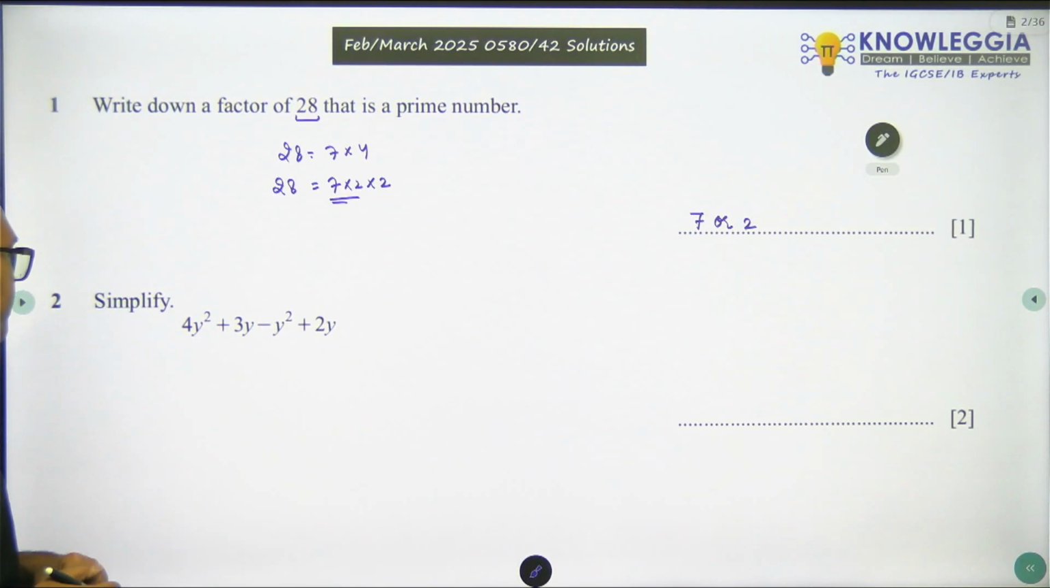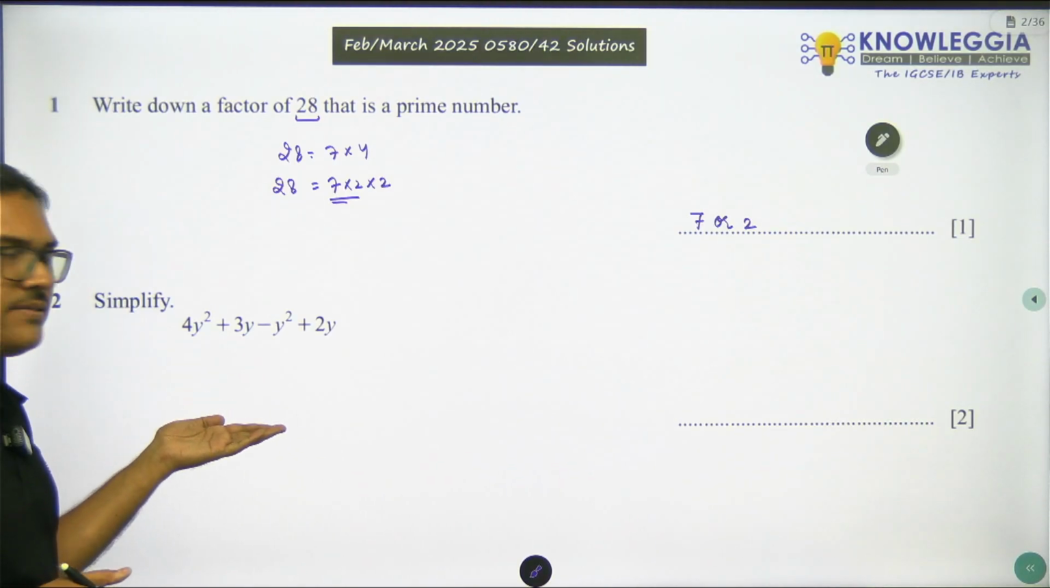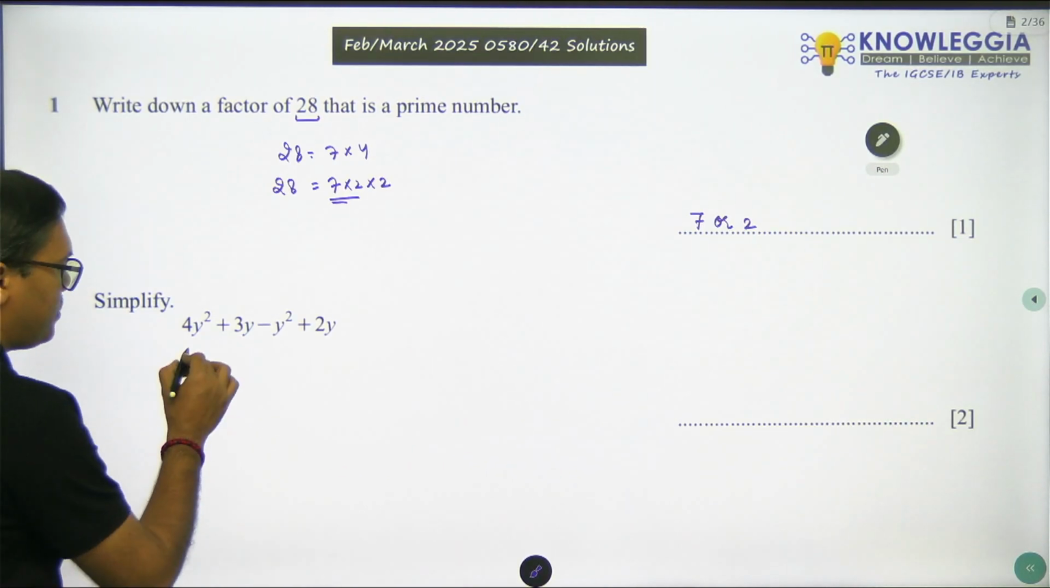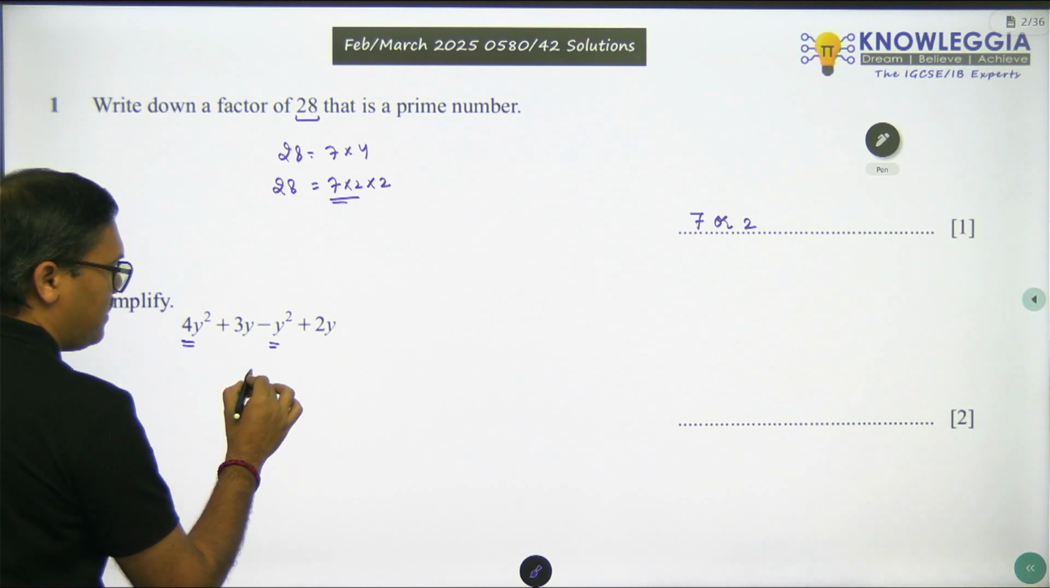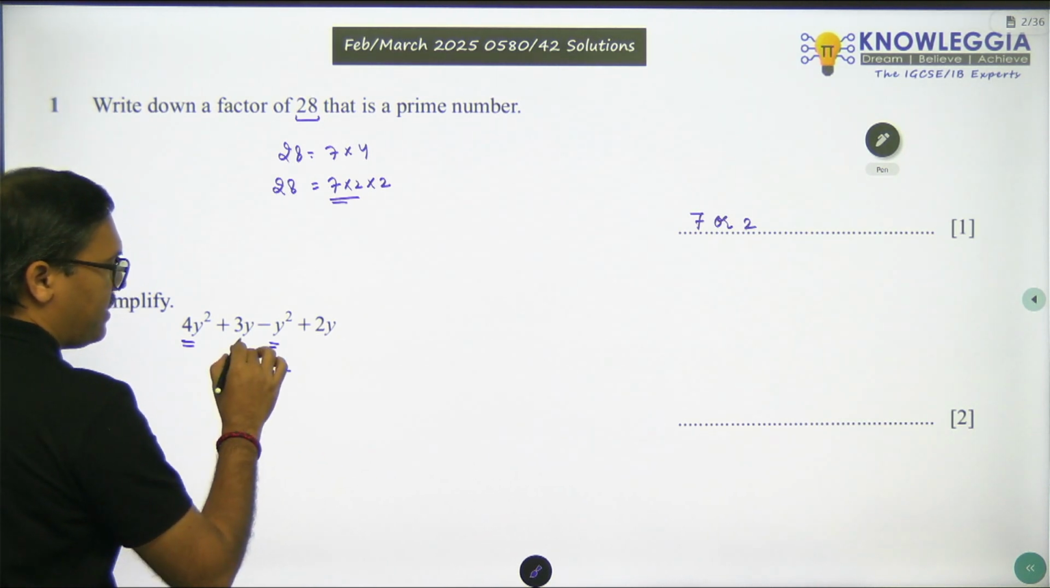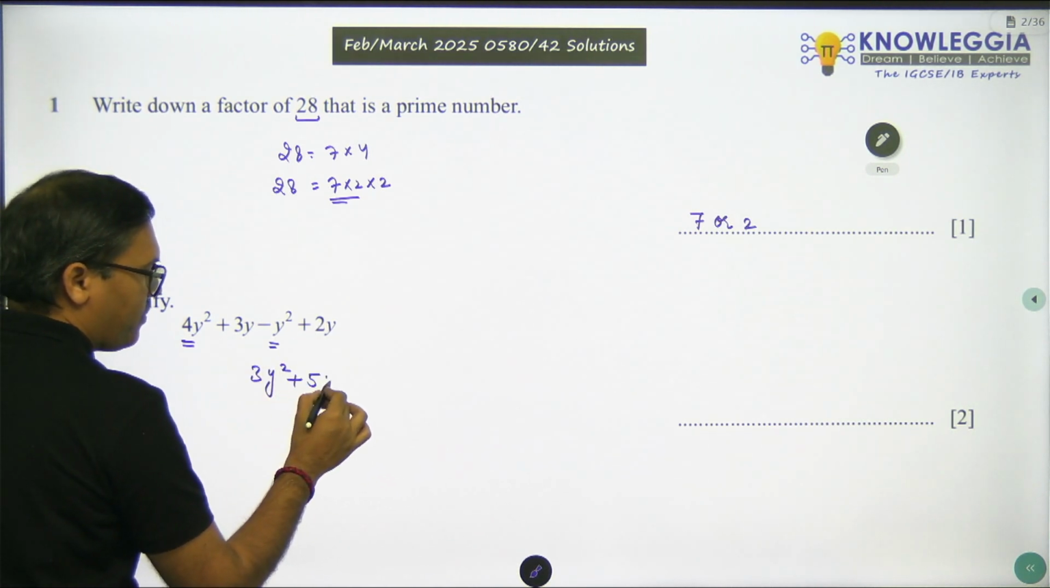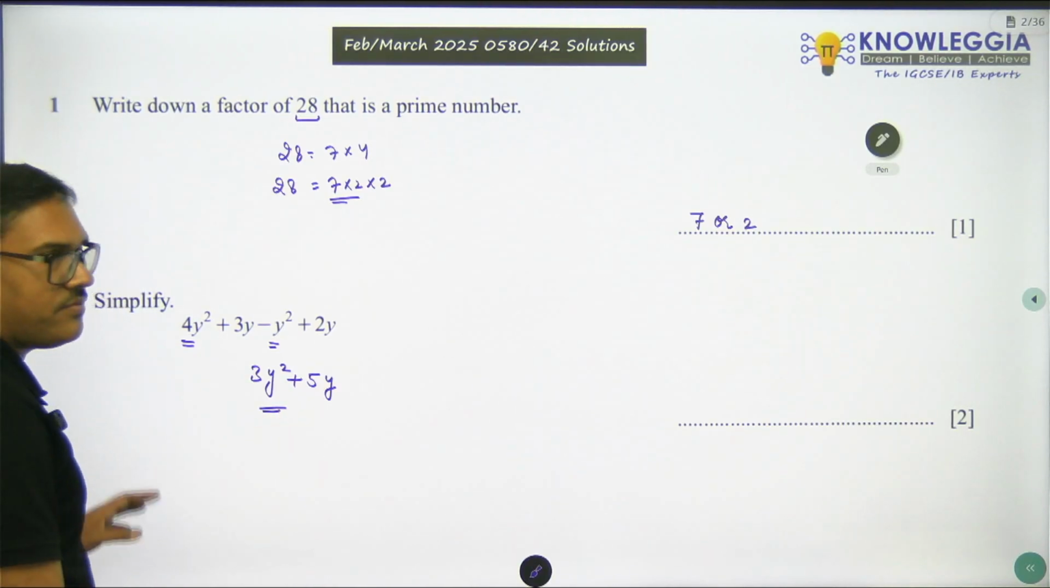Now simplify this expression. So this is pretty easy. It's just like terms. So this is 4y square minus y square. This will become 3y square, and 3y plus 2y will become 5y. So this is the answer for this question.